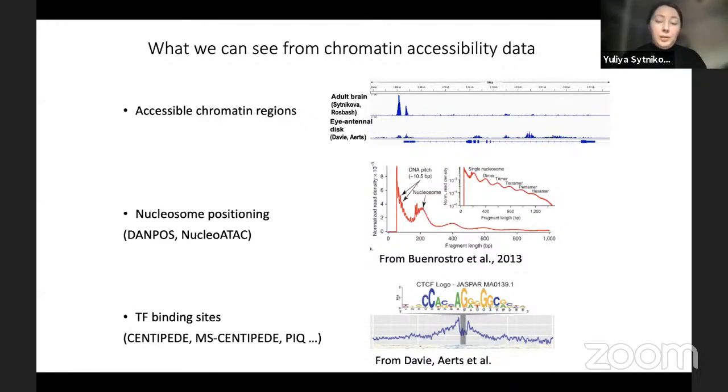This is the so-called footprint analysis, and it's pretty good for some transcription factors like CTCF, but for transcription factors with less defined motifs and transcription factors which are not very strongly binding to chromatin, this could be more challenging.